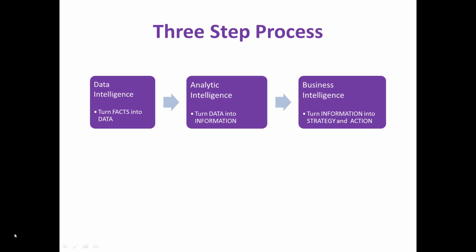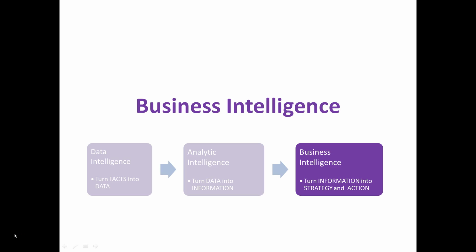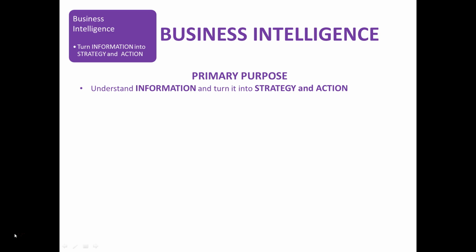Now, in the three-step process of organizational intelligence, we now get to the final step, and that is business intelligence. And probably most of the students in this class are currently working in this area or will ultimately be working in this area. So they are downstream from the analytics intelligence people and the data intelligence people. And as was referenced earlier, the job of business intelligence is to understand the information that comes out of analytics.